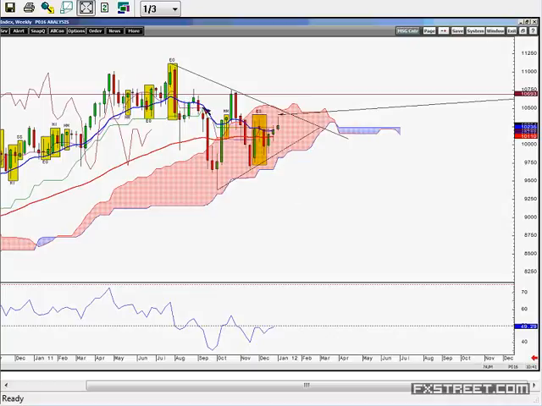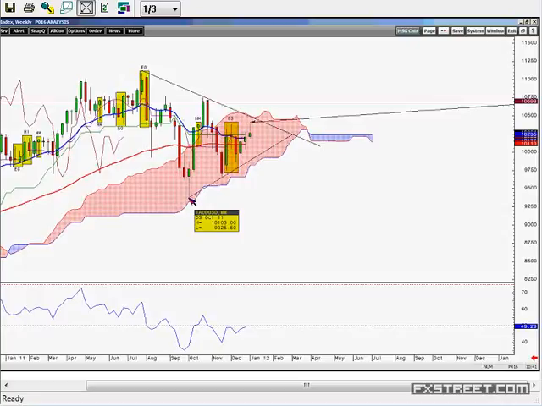Moves back down, again, support off the bottom of the cloud, moves higher, engulfing candle, okay, and we've made a symmetrical triangle formation. Now, after a move upwards, the bias is still to break to the upside, but only very slightly. And we're inside the cloud.